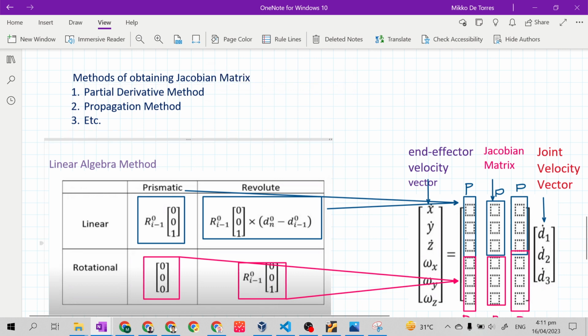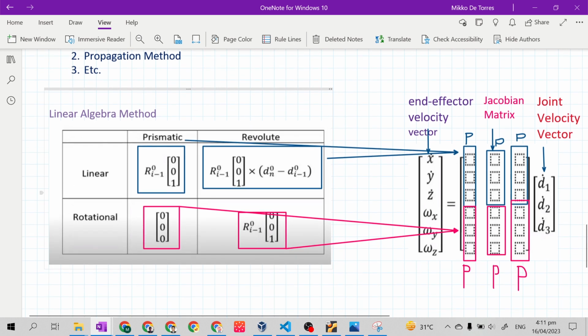Okay, so this is the formula that we will be using in our linear algebra method. It is composed of the linear rows and the rotational rows. In linear rows, we need to identify if the column is prismatic or revolute. If it is prismatic, we will use the prismatic formula. If it is revolute, we will use the revolute. The same with the rotational rows.